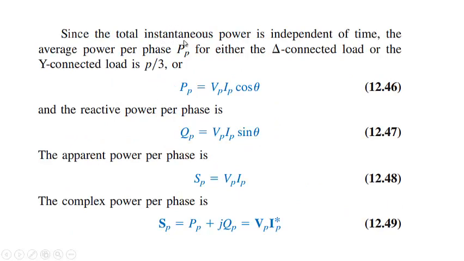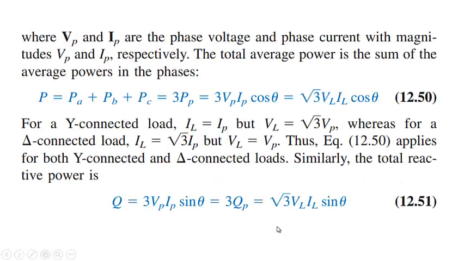Since the total instantaneous power is independent of time, the average power per phase for either delta connected load or Y connected load will be equal to P by 3, and the average will be the same as the instantaneous value because it does not change with time. So per phase value will be equal to Vp Ip cos of theta. Total three phase power will be equal to 3 Vp Ip cos of theta. Similarly, reactive power per phase will be equal to Vp Ip sin of theta. The apparent power will be Sp, that is Vp into Ip. The complex power per phase will be Sp, that is Pp plus jQp, equal to Vp into Ip star, where Vp and Ip are the phase voltage and phase current with magnitudes Vp and Ip respectively.